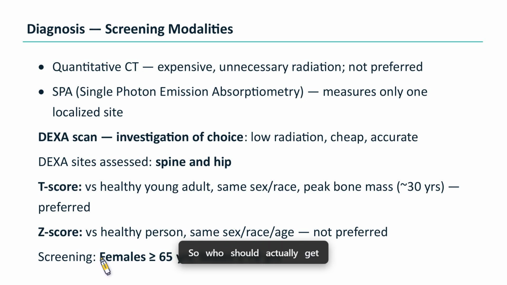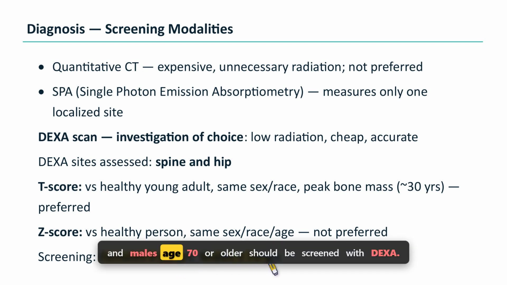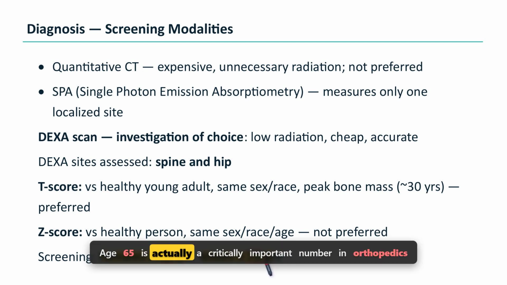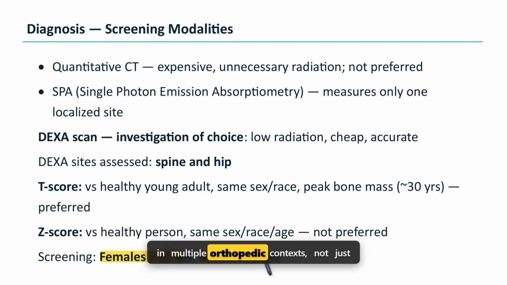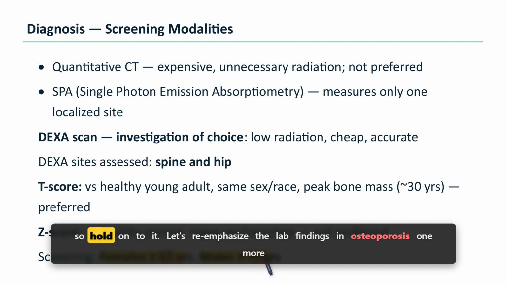So who should actually get screened? According to National Osteoporosis Foundation recommendations, females age 65 or older should be screened with DEXA, and males age 70 or older should be screened with DEXA. Age 65 is actually a critically important number in orthopedics generally. Treatment decisions, screening, and management approaches shift around this age threshold in multiple orthopedic contexts, not just osteoporosis. This exact screening age fact has been repeated as a question multiple times across exams, so hold on to it.